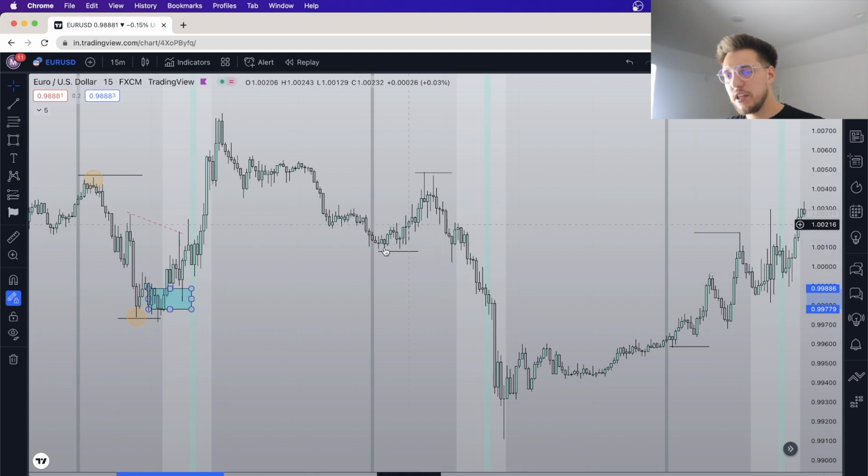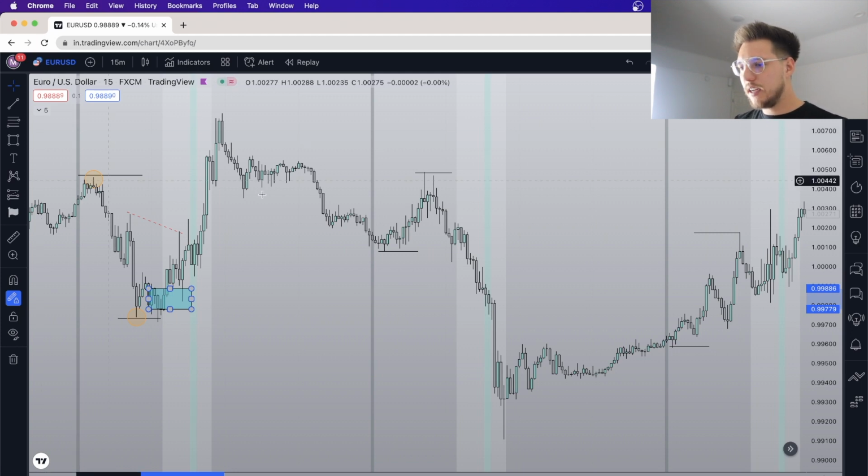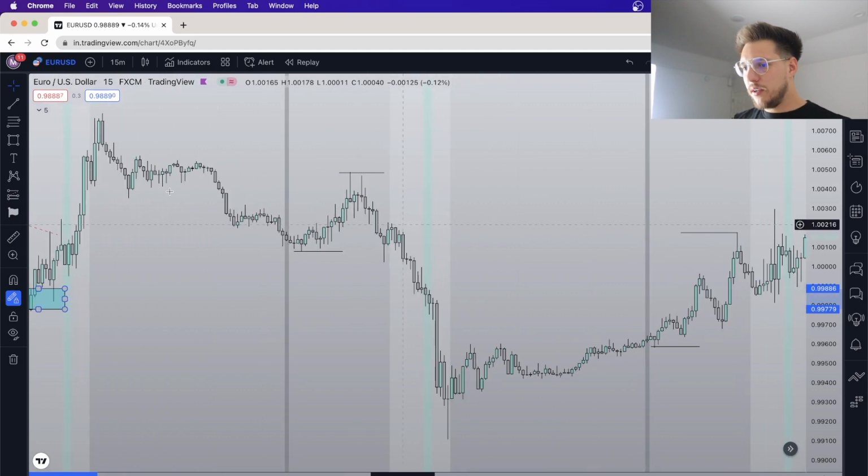Over here, we have London low, London high. Remember, London low or London high will create the day's low or the day's high 90 to 95% of the time. Now, as we come close into this area, we can see the following.